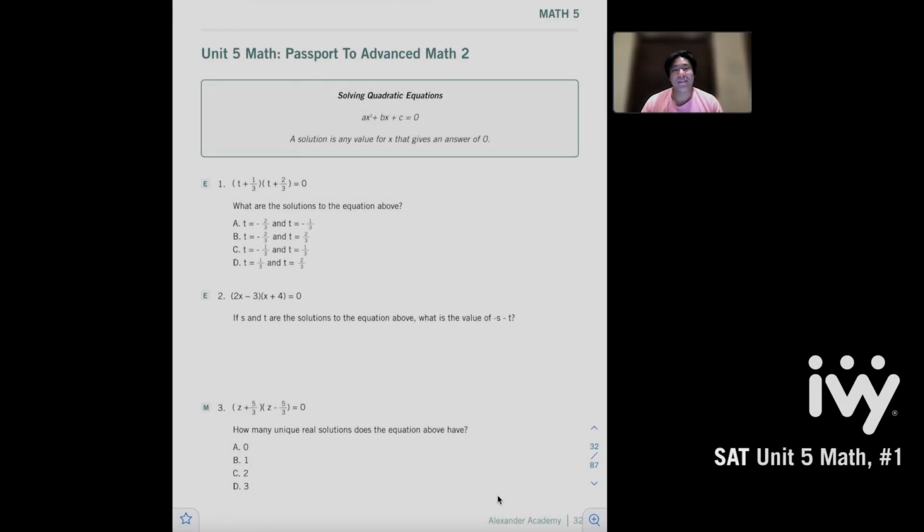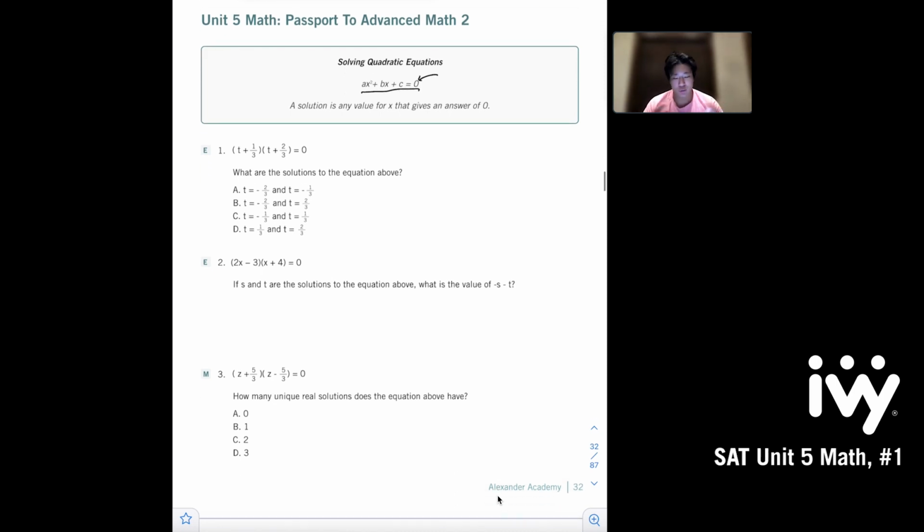Welcome to Unit 5 of SAT Math, Passport to Advanced Math, Part 2. We're going to start off with solving quadratic equations. So quadratic equations look something like this, and any solution for the value x basically gives this equation an answer of 0. So usually you want to try and look for this 0. Okay, question 1. What are the solutions to the equation above?